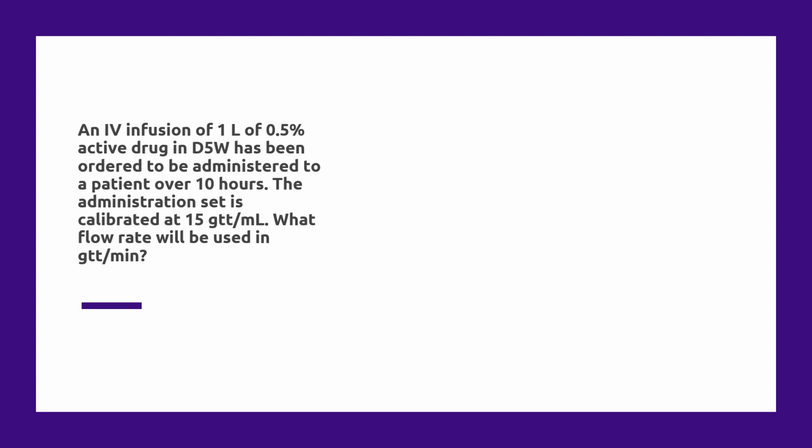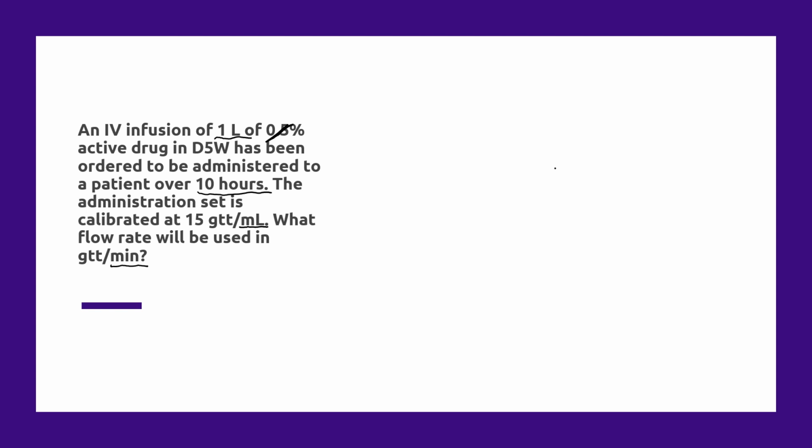So at the outset, we can see that there's a couple of conversions that are going to need to take place here. So they're providing us the volume of solution in liters, but the drop ratio that's given to us is given in milliliters. They're telling us this is infused over 10 hours, but we need to calculate how many drops per minute. So in this information here, we don't need to know 0.5% active drug. Sometimes these questions can confuse you because they give you more information than you need to actually solve the question. But we'll focus in on what we need to know.